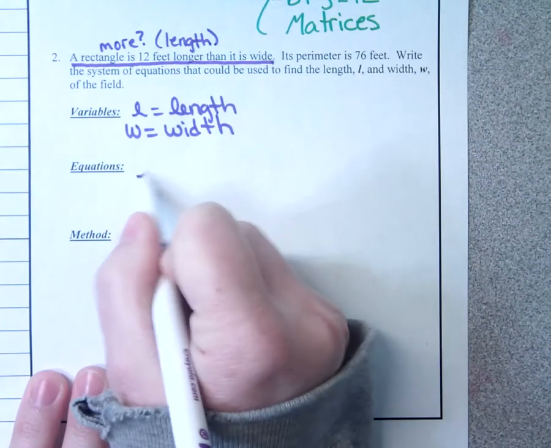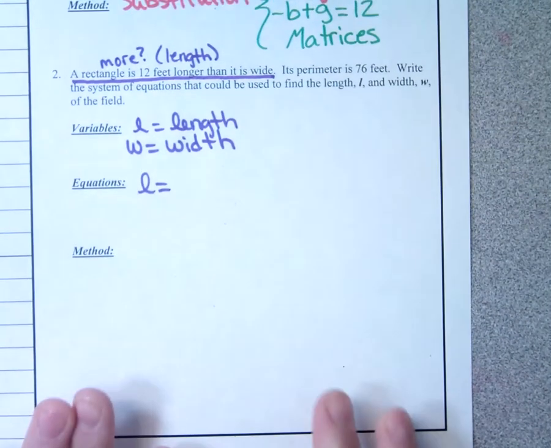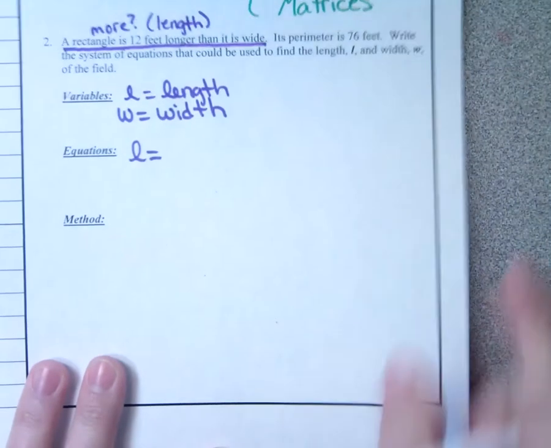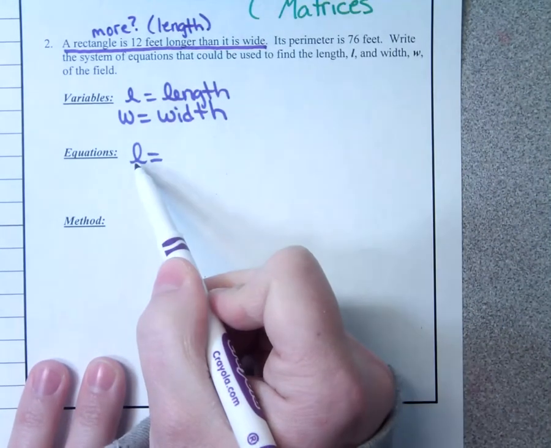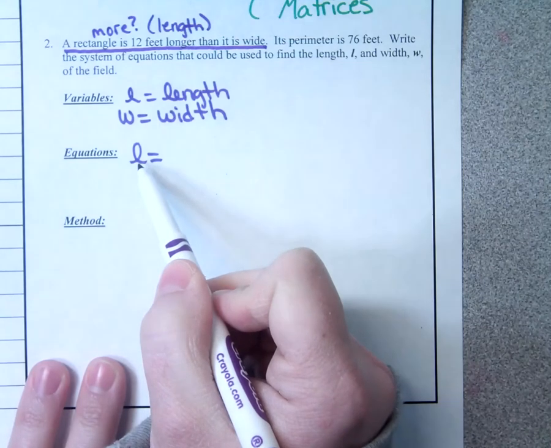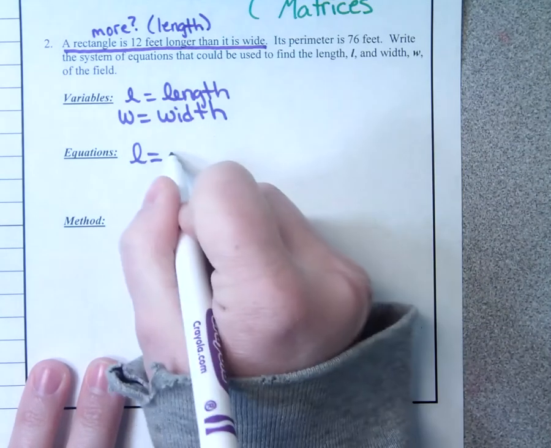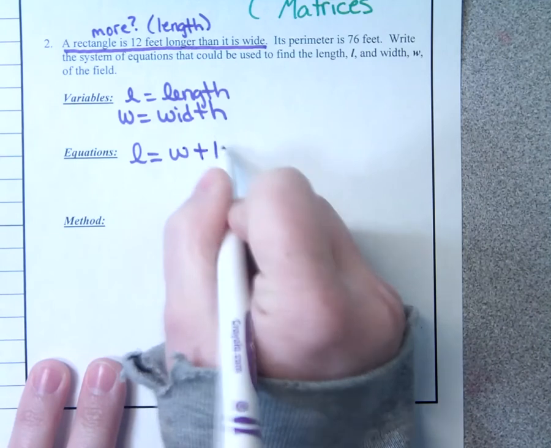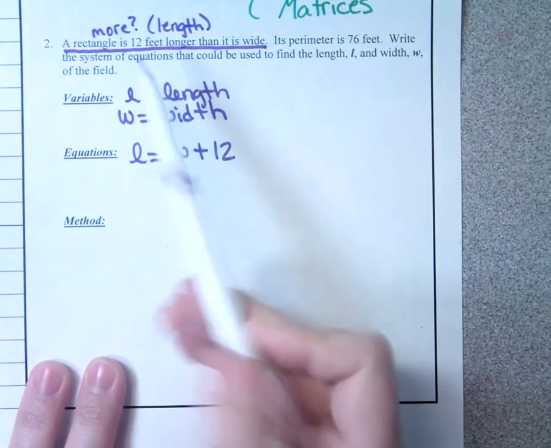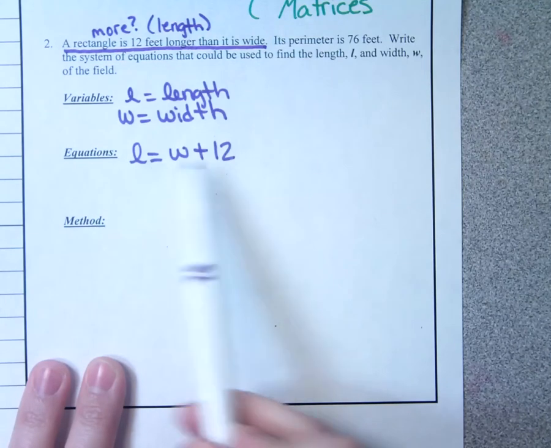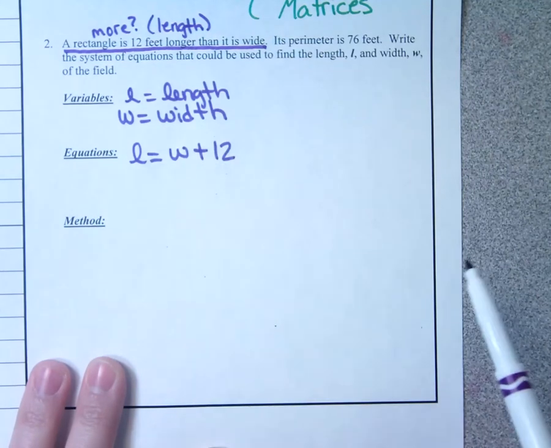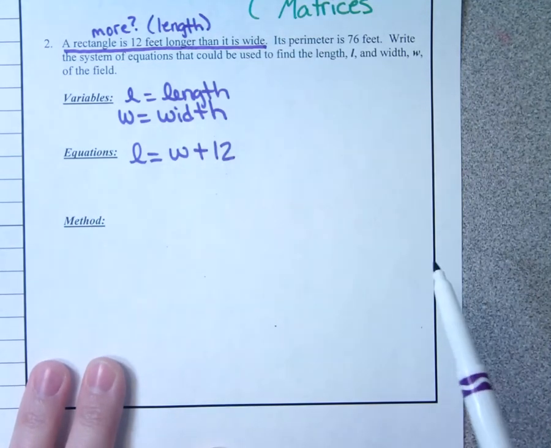So I'm going to start with L equals, that's because we have more length, and it says that it's 12 feet longer than it is wide. So the length is 12 more than the width, and that would be W plus 12. So we know that it's 12 feet longer than it is wide. So the length is 12 more than the width. That one's always a little tricky.